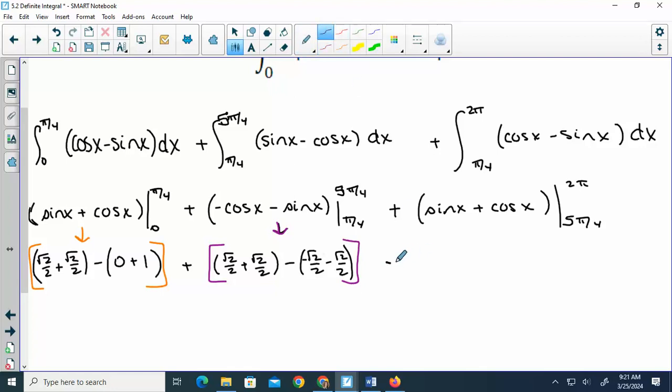One more. So if we do this one, we have to start out with 2 pi. That's the same as 0, right? Sine of 0 is 0. Cosine of 0 is 1. Okay, 5 pi over 4, we already said sine was negative radical 2 over 2, and cosine is negative radical 2 over 2.